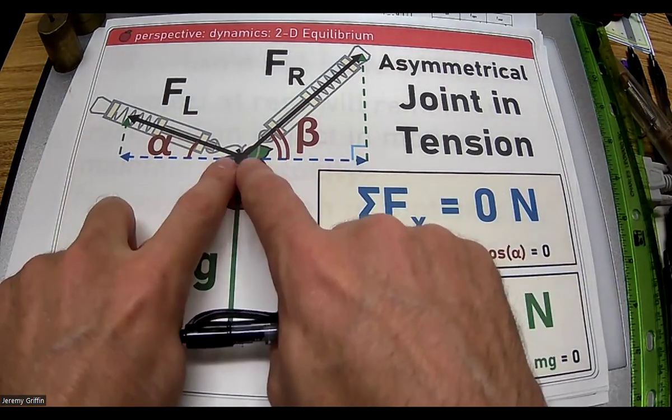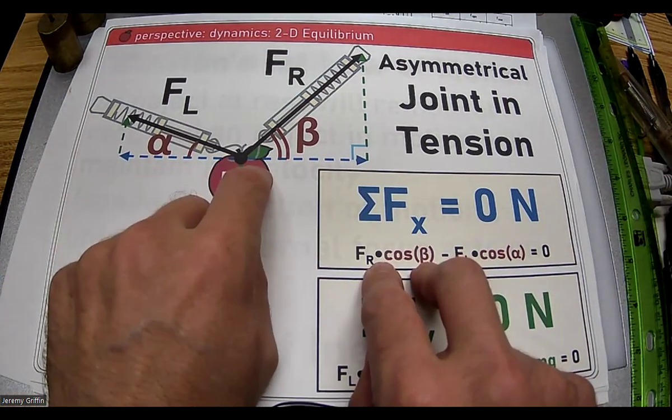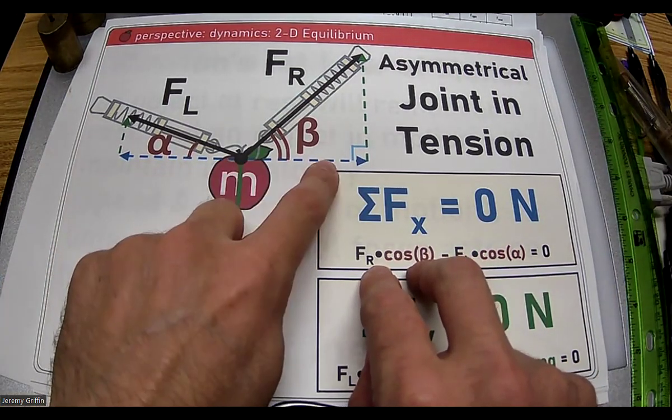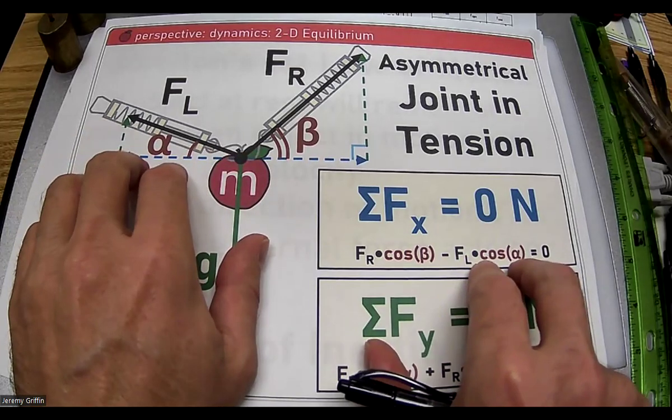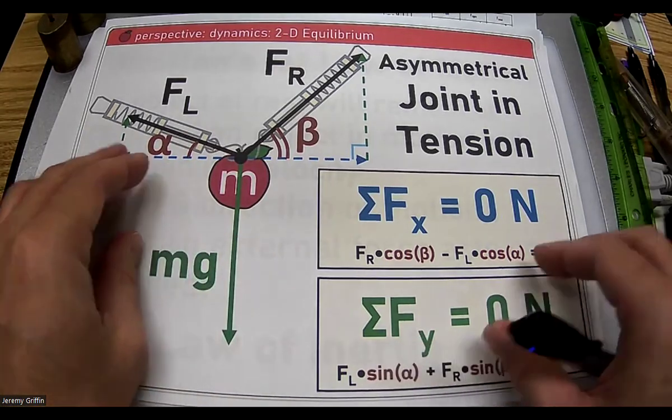These two are the same magnitude, just opposite directions. Here's a little bit more granular. So the right force times cosine of beta to the right minus the left force times cosine of alpha has to zero out. You see that? How about in the vertical direction?